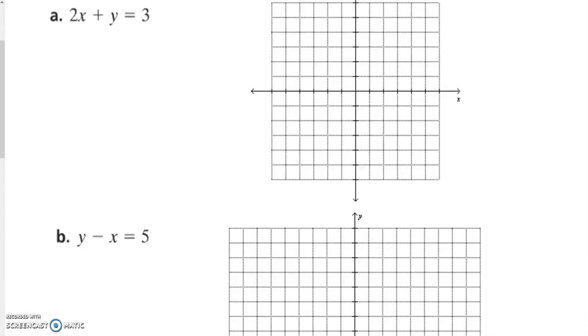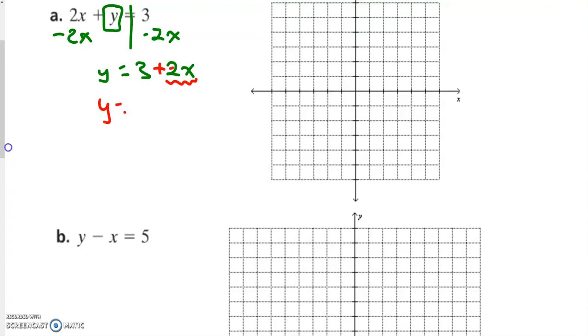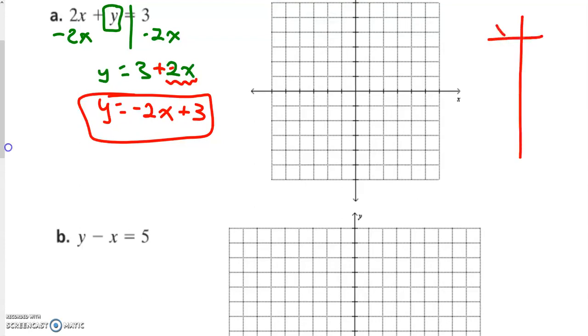Here we go. Hopefully you've tried them at least. I need to get y all alone. I'm going to subtract 2x on both sides. y equals 3 minus 2x. Most of us like to have the letter x, that term, in the front. So I'm going to say y equals negative 2x plus 3. Okay, I'm going to come over here, make my XY chart.